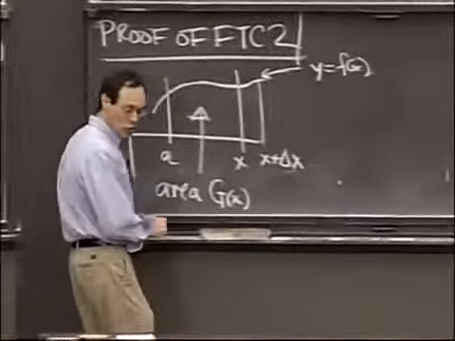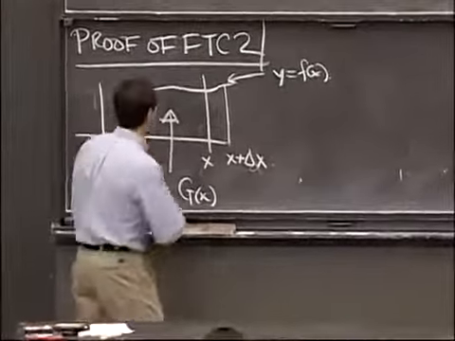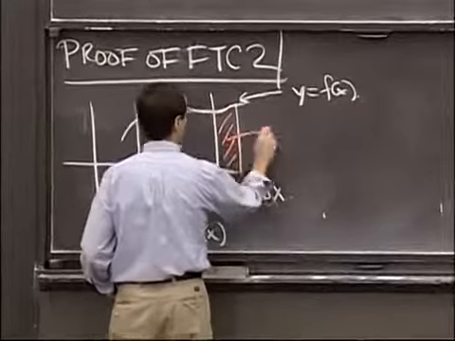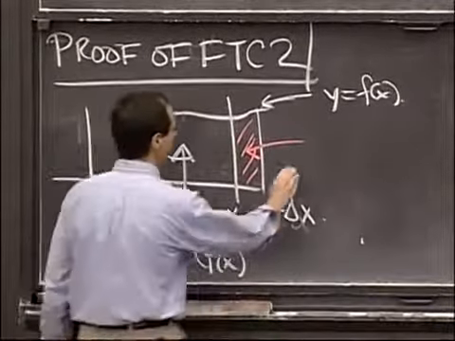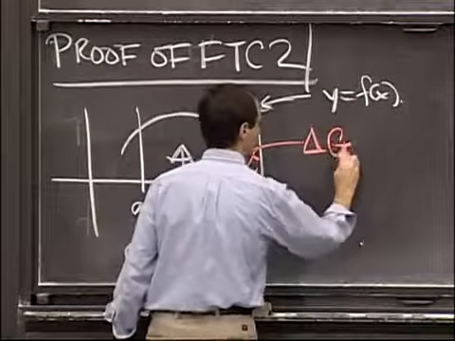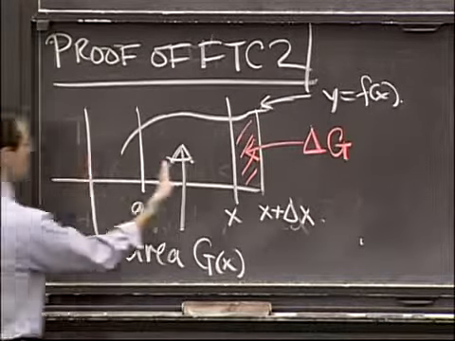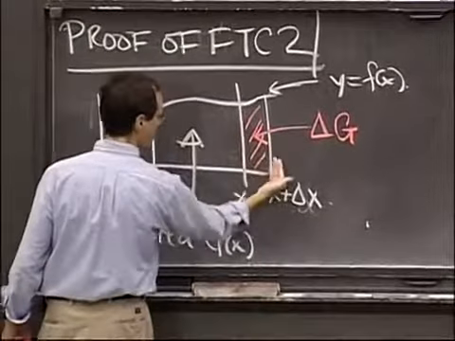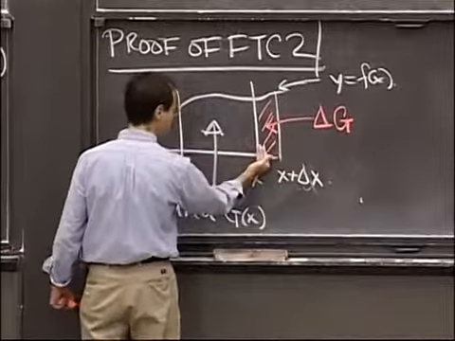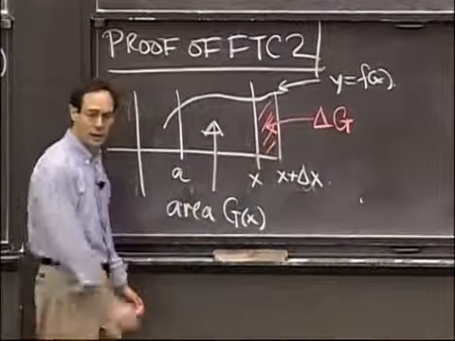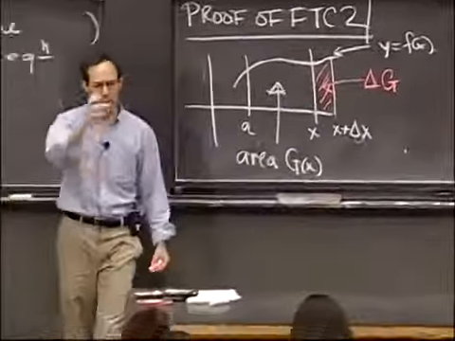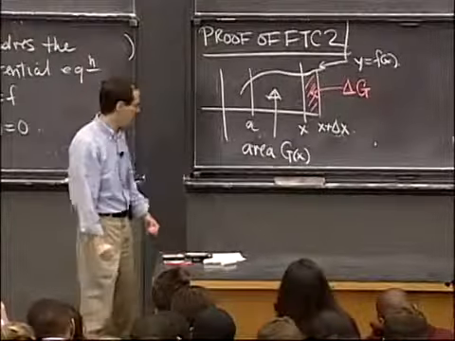Now this other chunk here, I claim that this is delta g. This is the change in g. It's the value of g of x that is the area of the whole business all the way up to x plus delta x, minus the first part, g of x. So it's what's left over. It's the incremental amount of area there.